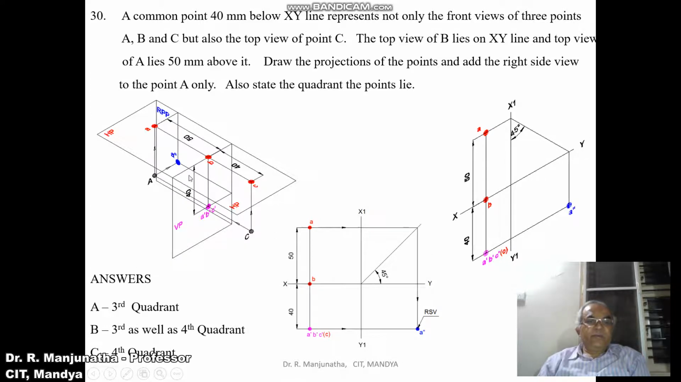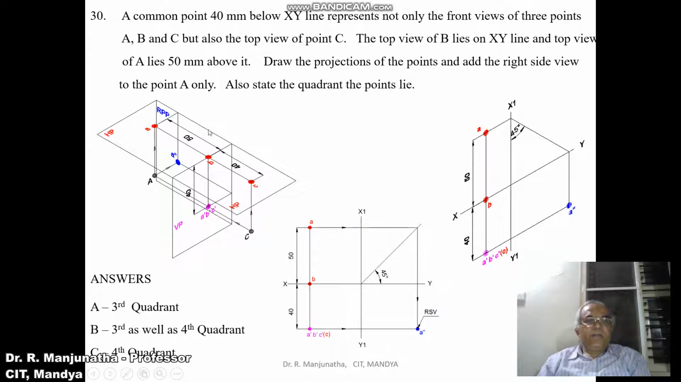So when you look from the top view, we can see the distance 50 mm, which is behind VP. So that distance is seen in HP. When it is rotated by 90 degrees, it will come above the XY line. Add the right side view only for the point A. When you look from the right side view, we can see the distance below HP and also the distance behind VP. Both A dash and A double dash will be on the same line.